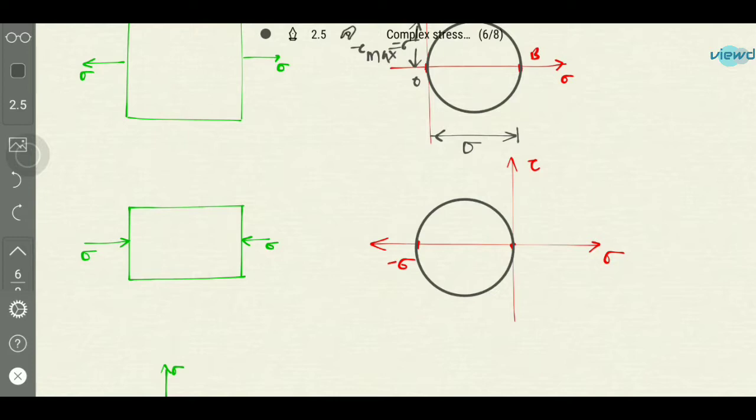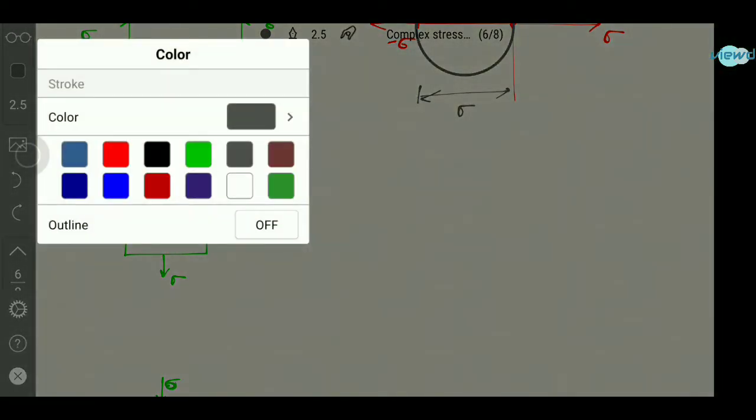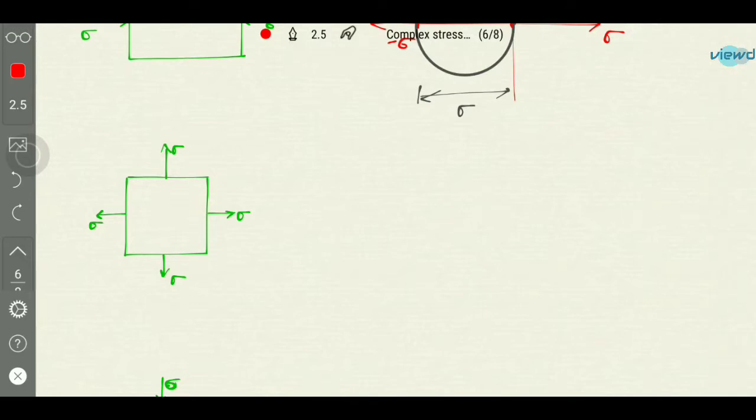So the distance between this will be sigma, and the maximum shear stress sigma is equal to tau max. And the next one is the tensile stresses are acting on both sides, and both are equal, sigma and sigma both are equal. So how will the diagram be? This is tau and this is sigma.